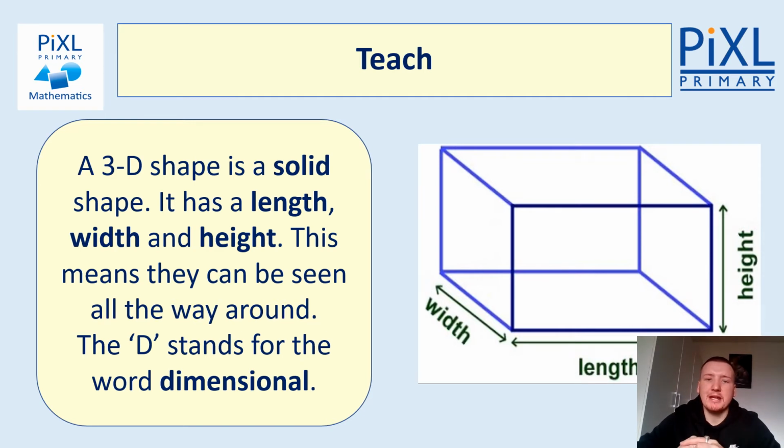Can anyone tell me, pause the video and shout out, what is the 3D shape that I've got on my screen? Of course, it is a cuboid. Now it does look very similar to a cube, but you will see that the length of it is slightly bigger than the width. So it means that it is a cuboid and not a cube. So well done, give yourself a pat on the back if you got that correct.